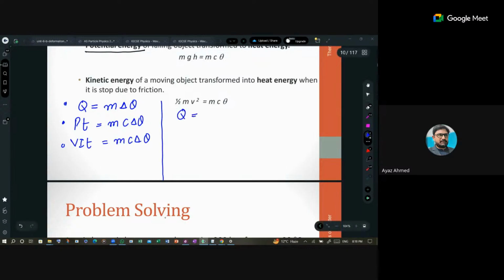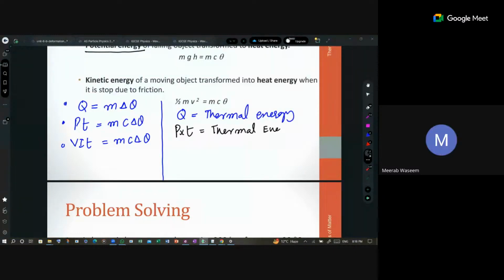Here, what is basically Q? Q is energy, thermal energy. So when I use an electric heater, P into t is basically the thermal energy produced by the heater. And do you know what P is in electricity? P is equal to V times I. And now it will give you VIt collectively. This is the thermal energy of a heater.